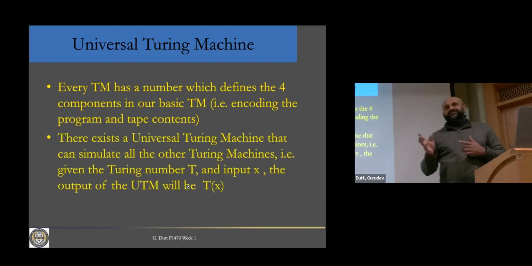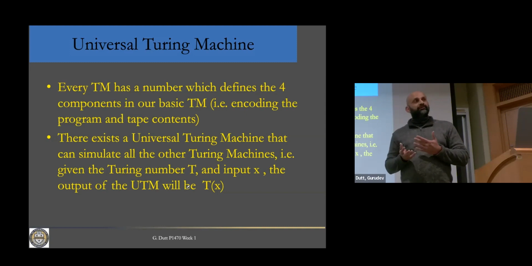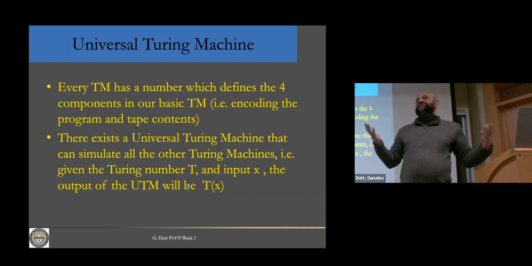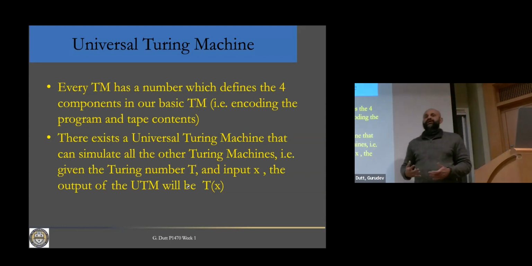And there exists a universal Turing machine that can simulate all the other Turing machines. So if I give you the Turing number T and the input X, the output of this universal Turing machine will be T of X. Therefore, we just need one machine, the universal Turing machine, that will encode all the other machines. So anything that we say about computations now can be put into the language of what a universal Turing machine can do.